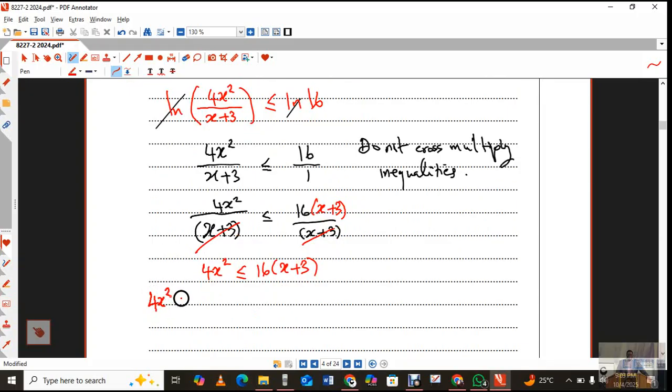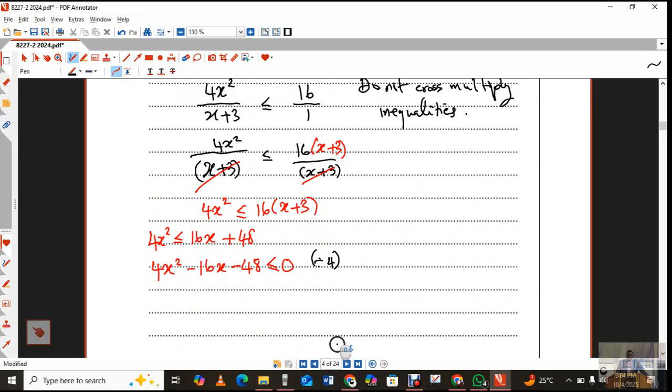Now we can multiply out and see that the quadratic becomes 4x squared, and if you multiply, this is 16x plus 48, which eventually gives you 4x squared minus 16x minus 48 less than or equal to 0. You can simplify it by dividing throughout by 4, and we have x squared minus 4x minus 12 less than or equal to 0.